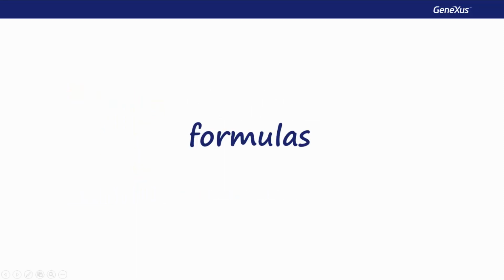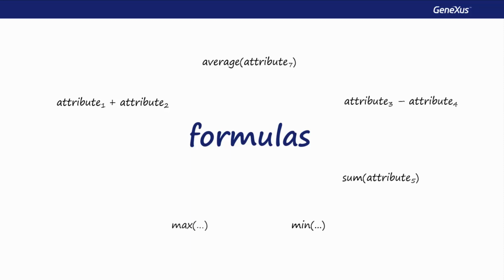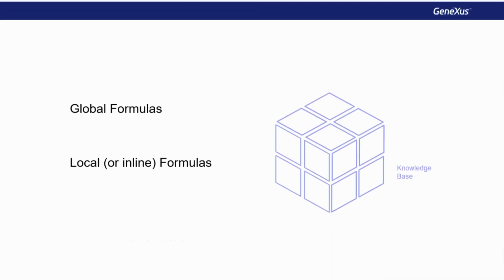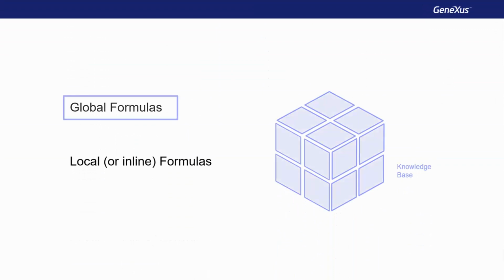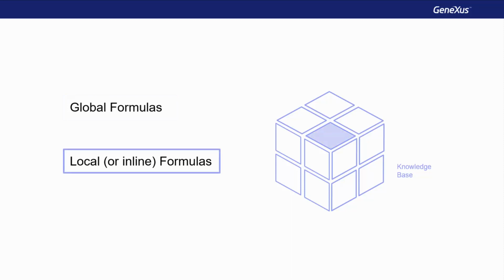There are times when we need the application to solve a calculation involving values from certain attributes, constants, and/or functions. For these cases, GeneXus provides formulas. Formulas can be defined in two ways. Globally, the calculation will be available throughout the knowledge base, or also locally or inline. In this case, the calculation will be available only in the object in which it has been defined.